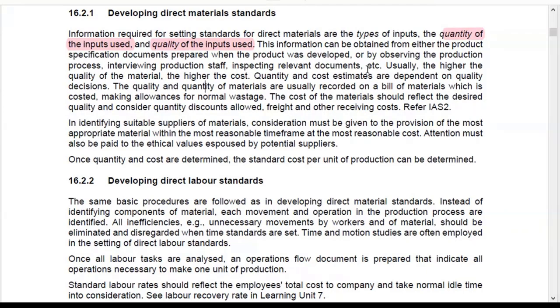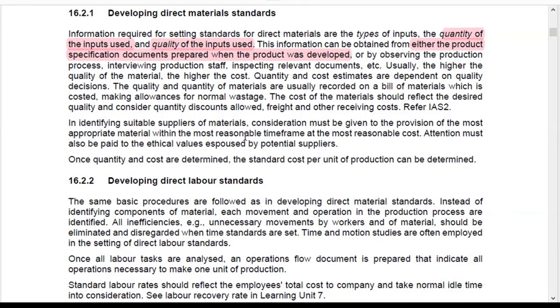Okay, so the information regarding the quality and quantity, you either get it from those documents that were prepared when they were developing this product, or you observe the process. You interview your staff, right? Because when you're observing the process, you will see, remember process costing, we were saying that when you start the process, I'm now introducing the normal loss and abnormal loss. When you are starting that, at that wastage point, where we're saying that here is where we're going to start losing our material, how much of it is lost?